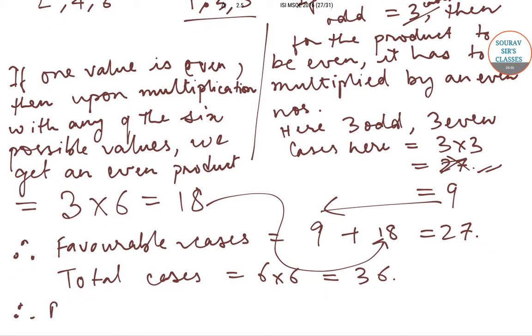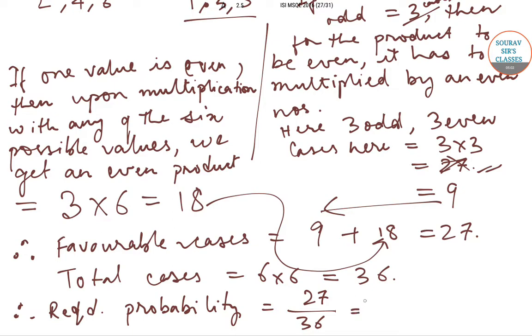Therefore required probability is given by 27 upon 36, which is nothing but 3 by 4, and which is the option C. Now let's move on to the next question.